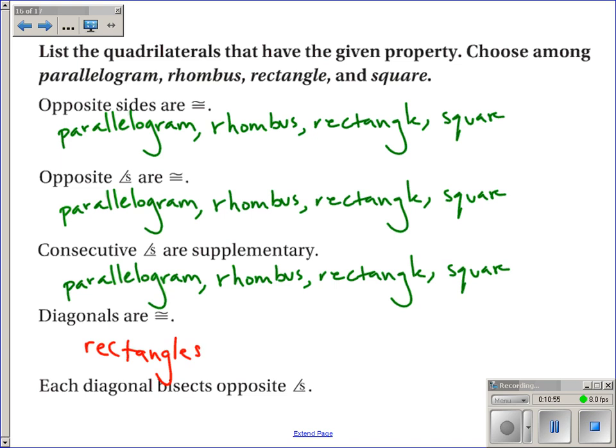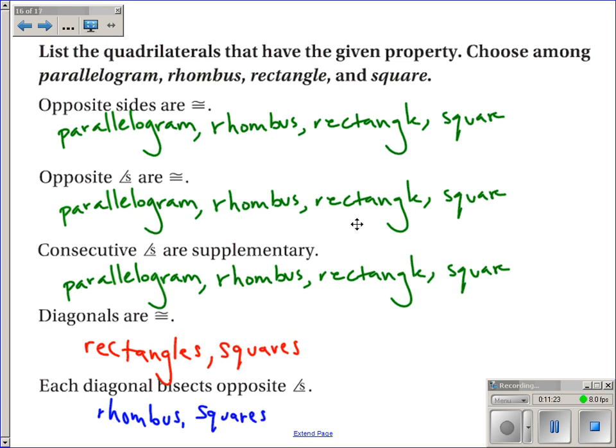Okay, and each diagonal bisects opposite angles. Oh, I'm sorry. It's rectangles and squares also have this property because squares are rectangles. Each diagonal bisects opposite angles. Well, that's a property of rhombuses. Okay, and because a square is a rhombus, it's also a property of squares.